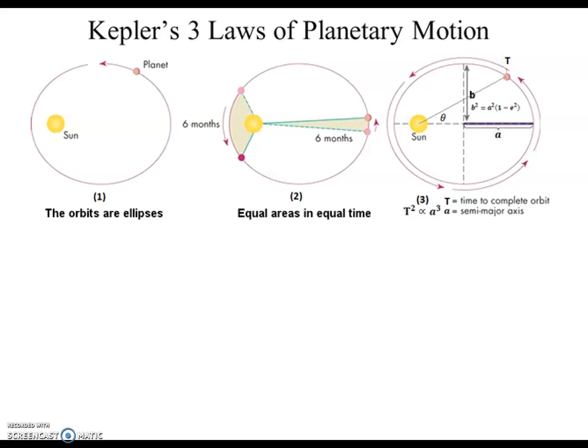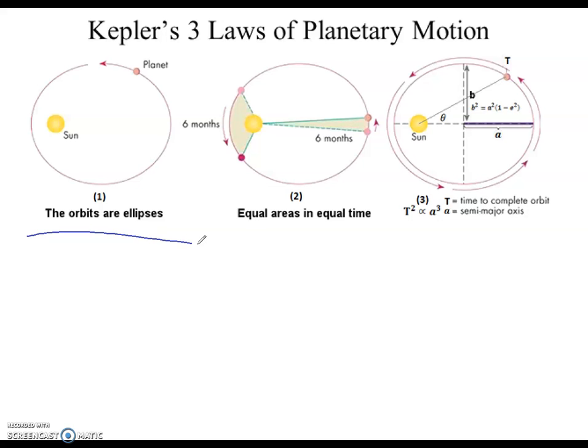The last one looks kind of fancy, but it's generally pretty straightforward. The first one of his laws is really simple: the orbits of planets and objects are ellipses, not circles, which made a big difference in how the planetary models work. Going from circles to ellipses, things just work a lot better.